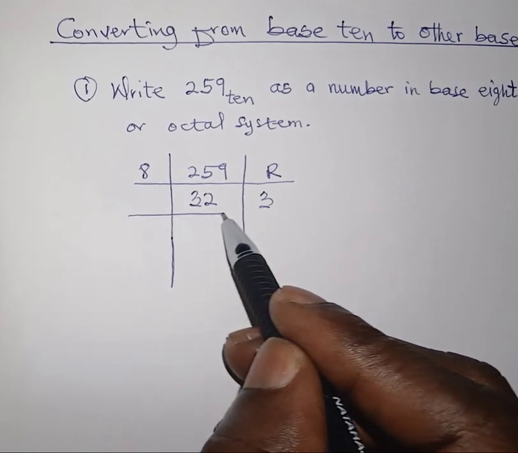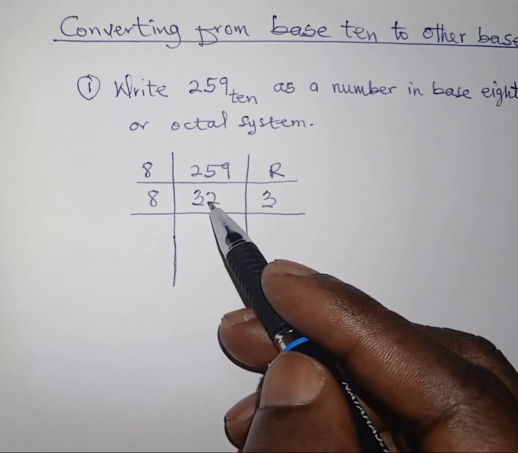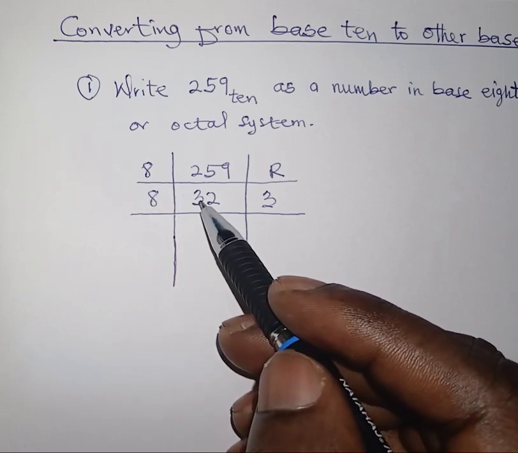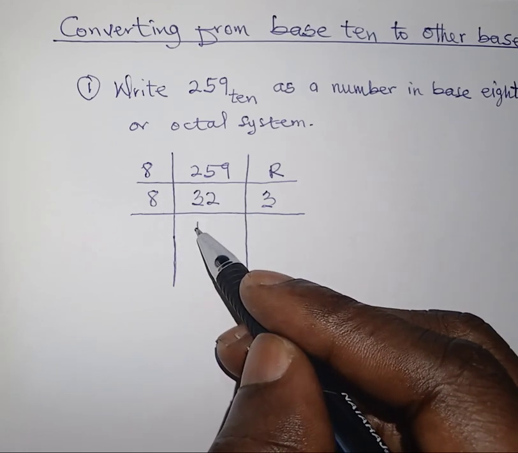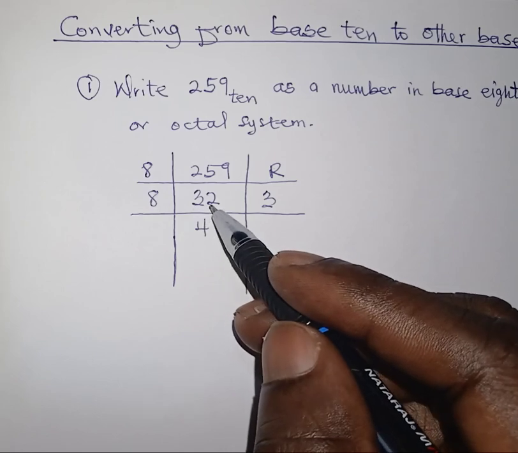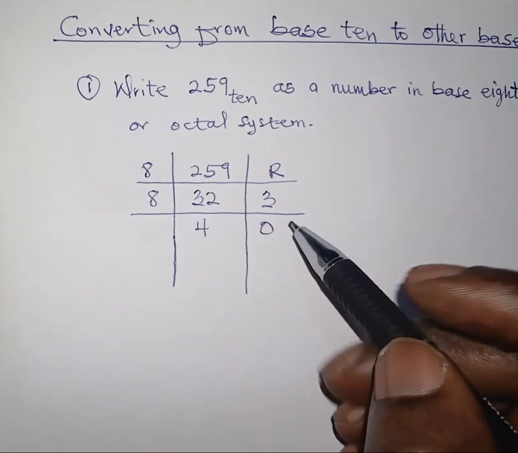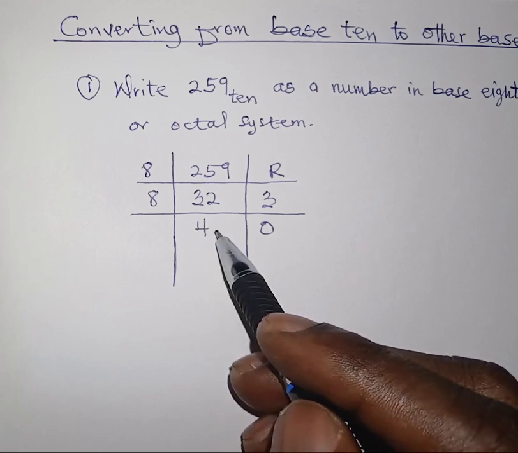Then you continue like that. You write the 8 here. You realize that this 32 is still bigger than 8, so we can still divide. 32 divided by 8 is 4, remainder 0, because 8 can divide 32 equally without a remainder. Now you see that we have 4 here.